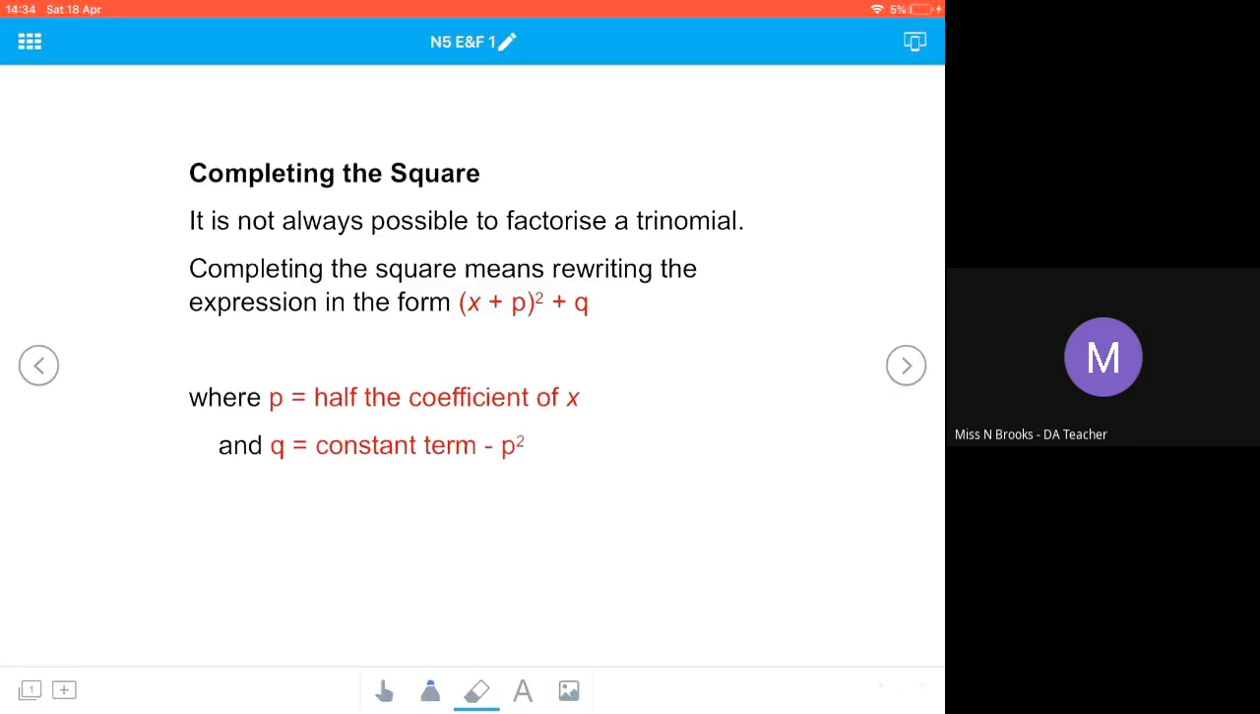So now we're going to look at completing the square, because it's not always possible to factorize a trinomial. Completing the square means that we're rewriting the expression in the form x plus p all squared plus q, where p is half the coefficient of x and q equals the constant term, take away the value that we've just worked out and squaring it. So the constant term, take away p squared. So let's have a look at an example and figure out why this is the case.